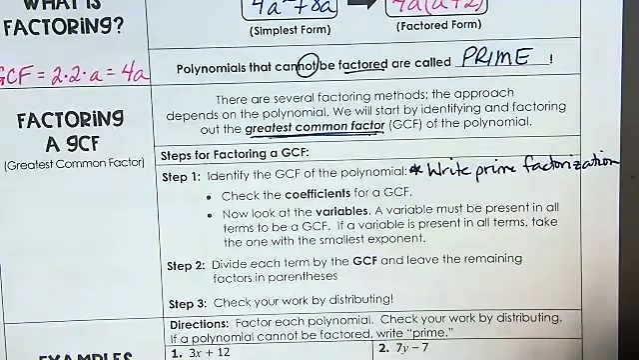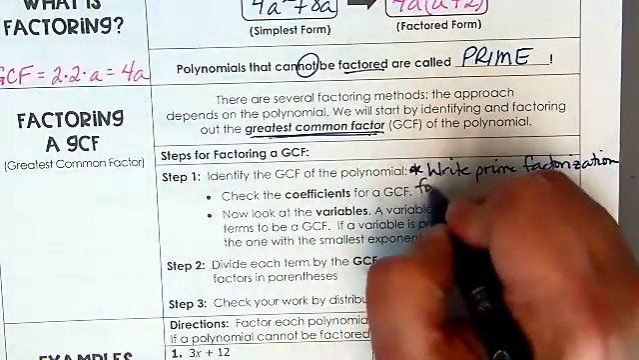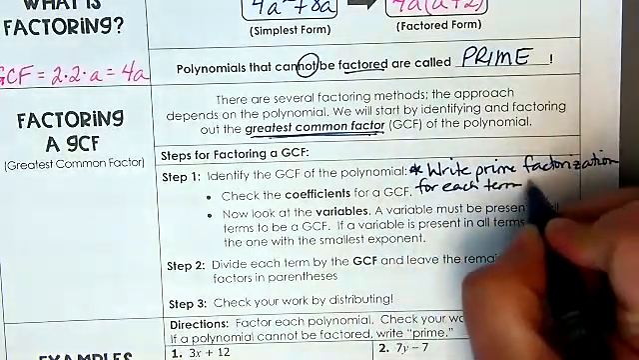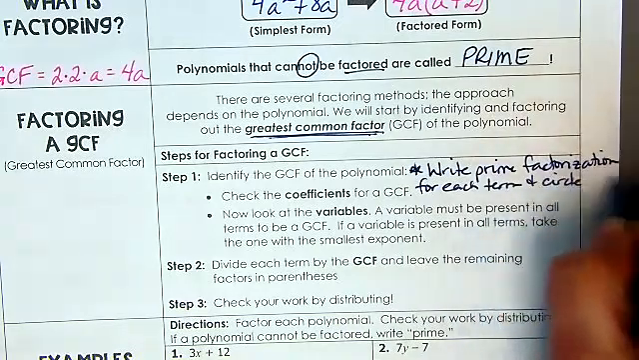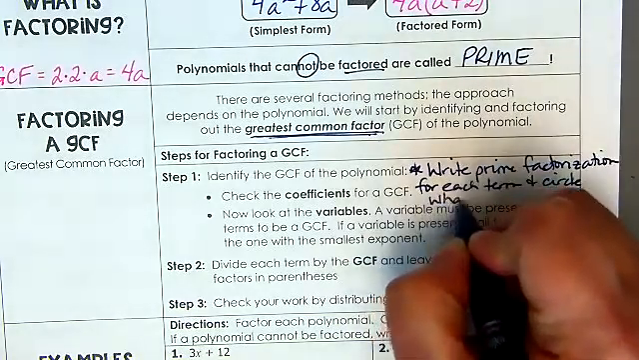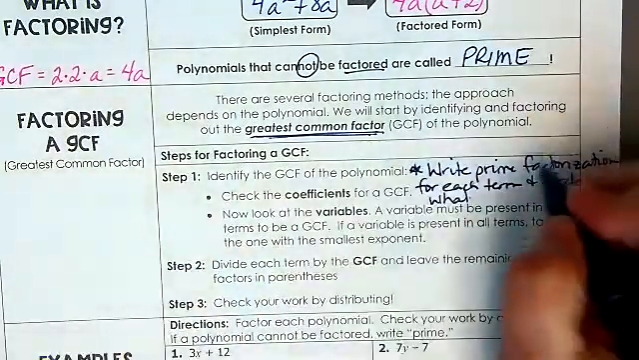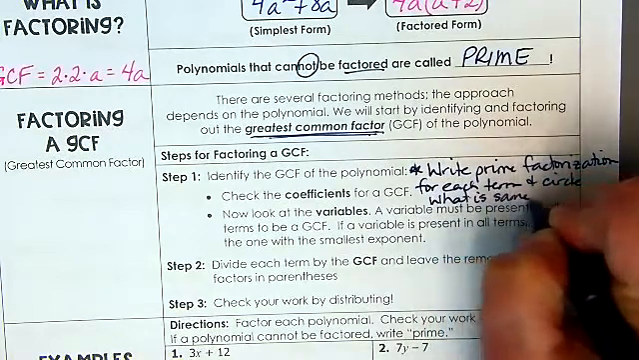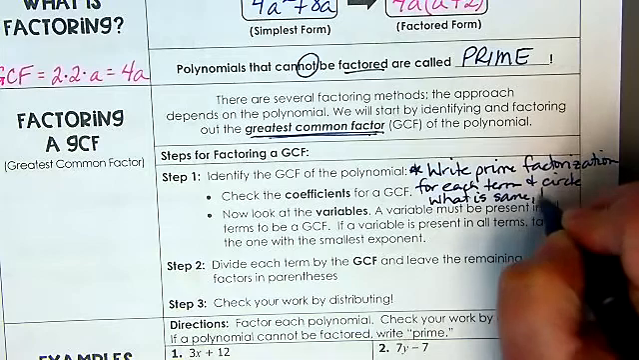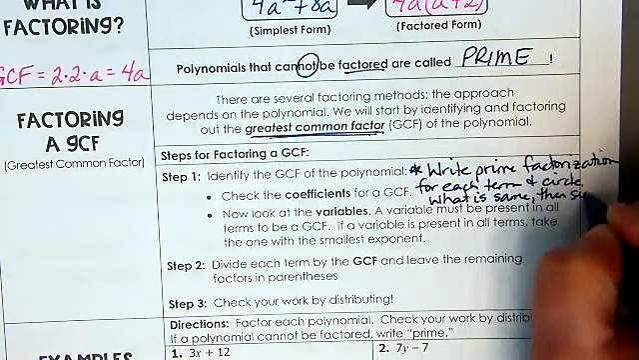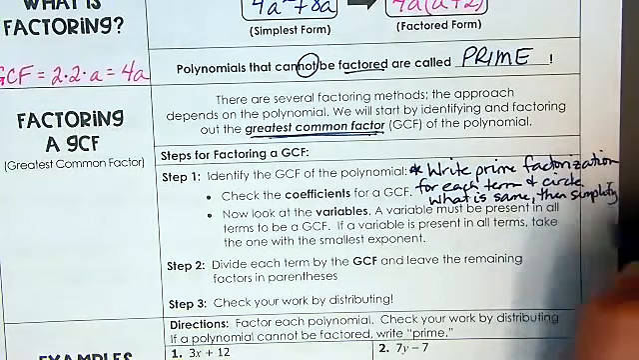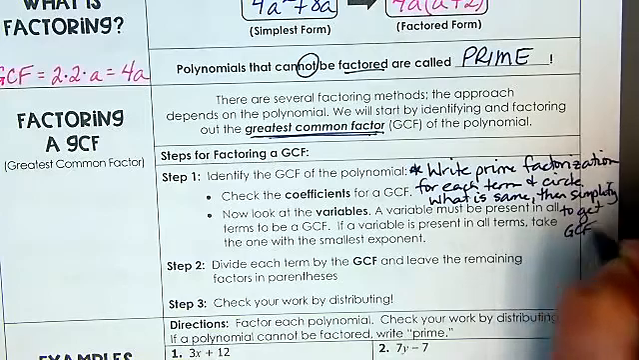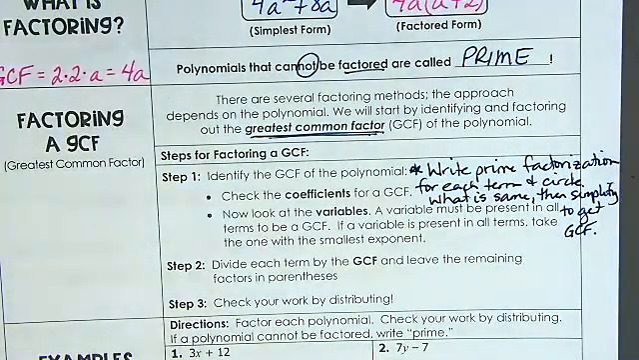Right, prime factorization for each term and circle. Could have written this in this box over here. Shame on me. And circle what is same. Then simplify to get the GCF. That's going to be your steps for finding that GCF.